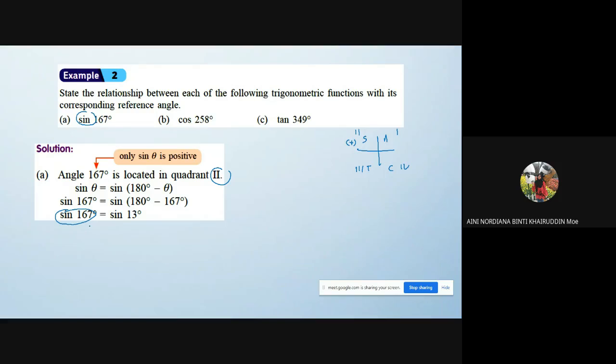So tak samalah. Kalau you use calculator, you try tekan sine 167 degree, you akan dapat one value. And then sine 13 degree also one value, that value equal. Tapi kalau you cari at quadrant 2, the value equal, but the negative and positive tu different. Okay, boleh tak?